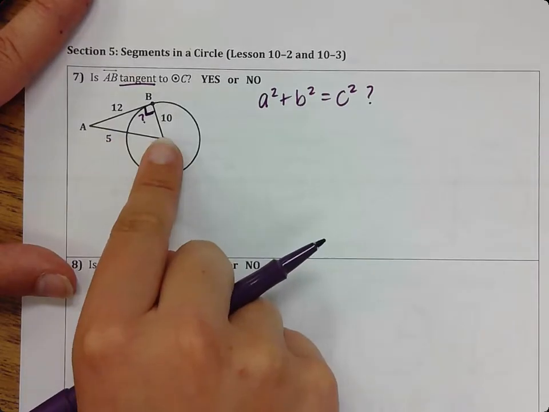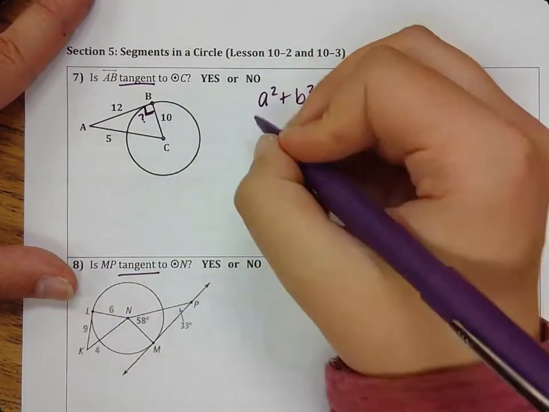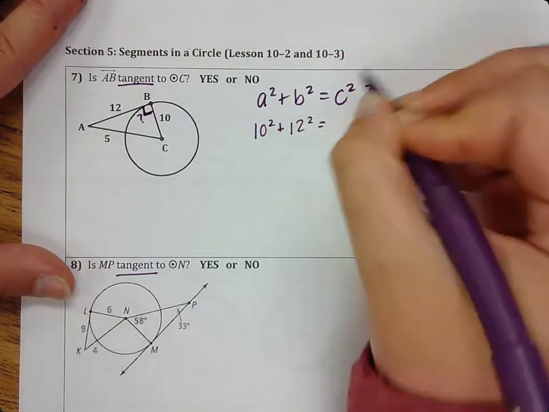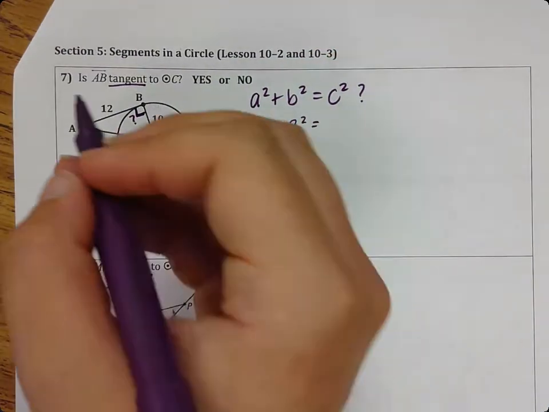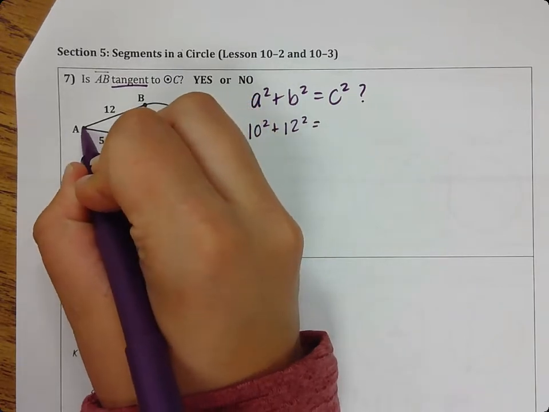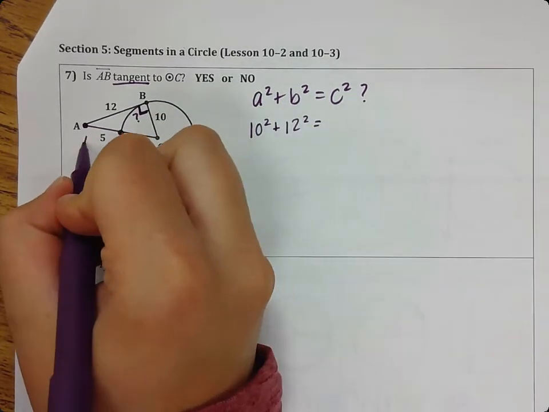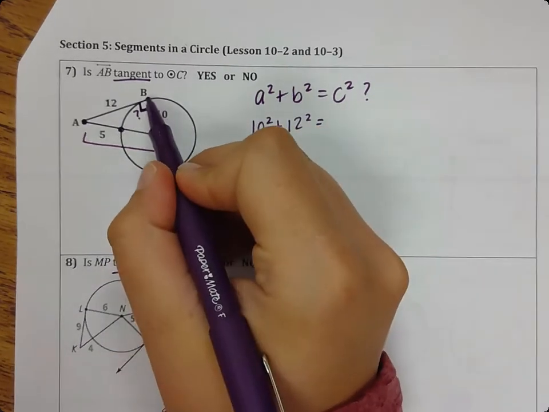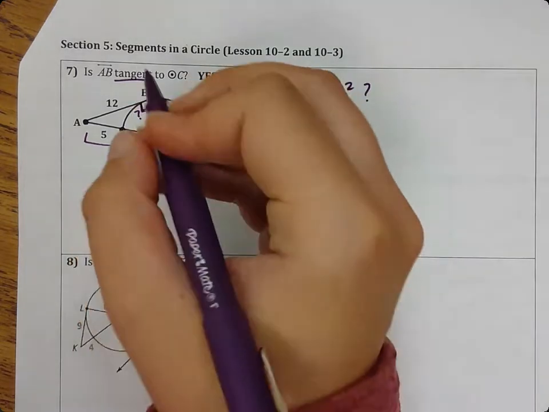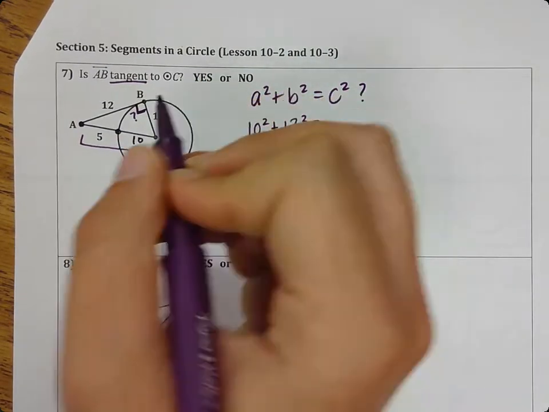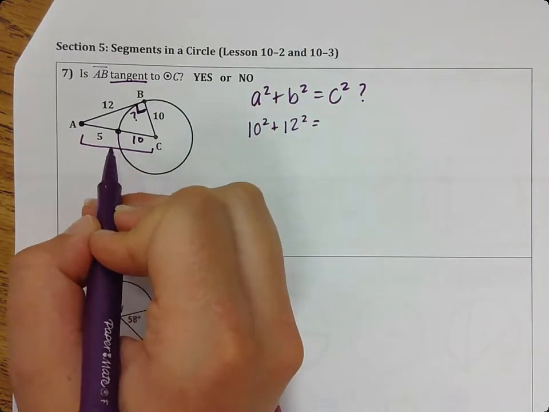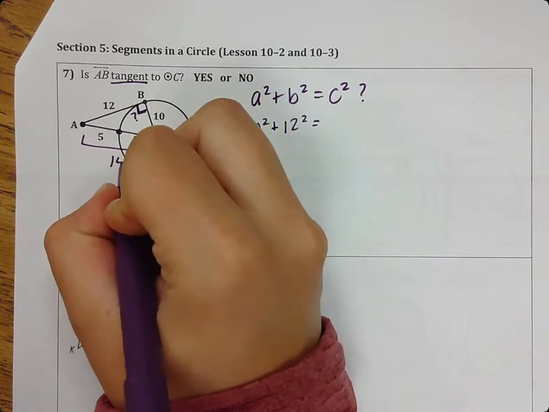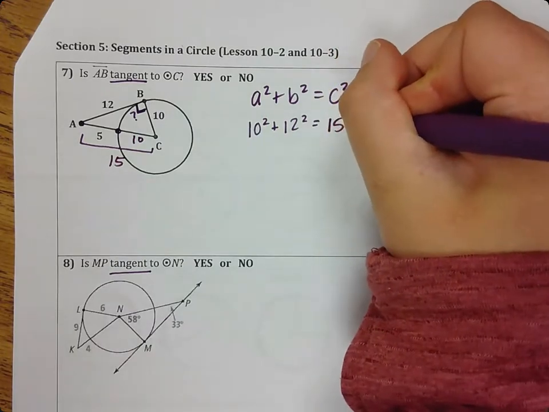So if I look at what I've got in my picture, I know that one of my side lengths is 10, the other side length is 12, and then I'm given this 5. But this 5 represents from here to here, and that's not the whole length. So we got to do a little bit of reasoning here. From B to C is 10, and it's the radius of our circle. And the circle has the same radius all the way around. So this distance is also 10, making that whole thing 15.